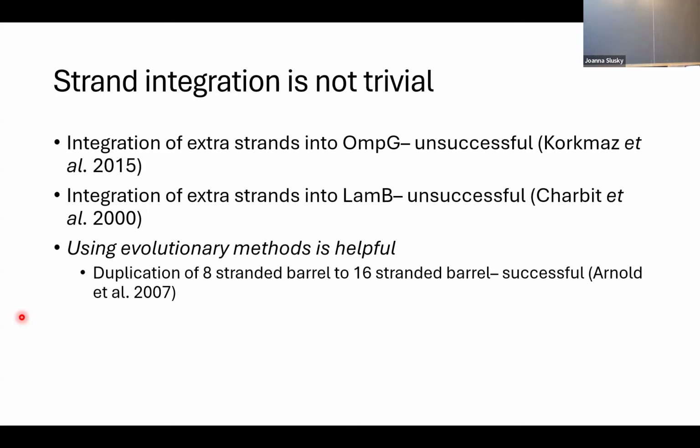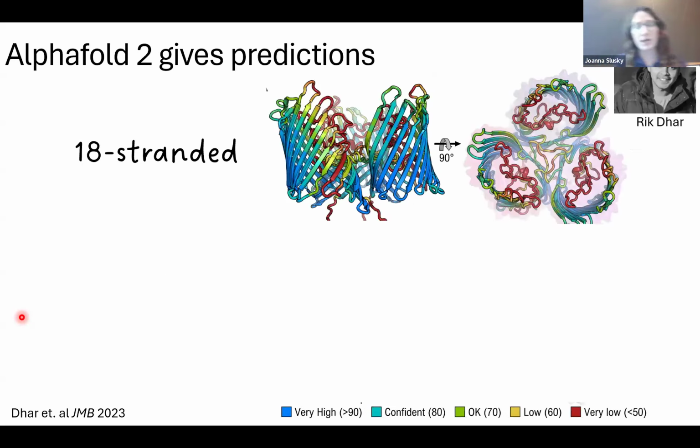And so with these unsuccesses and the fact that unsuccesses are generally not published, we weren't sure what to expect. And so we started with AlphaFold, and this is work now that was done by Rick Dar, who also is working in the Boston area. So Rick first looked at AlphaFold, and he said, what happens when I make this, what I'm hoping is an 18-stranded barrel? And AlphaFold gave 2 answers. It said it could be an 18-stranded barrel. And in general, these guys tend to be trimers. So you see it here as a trimer.